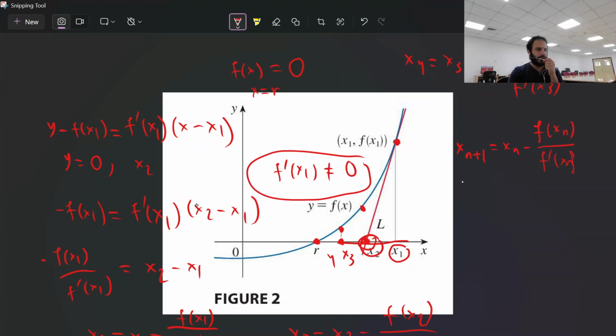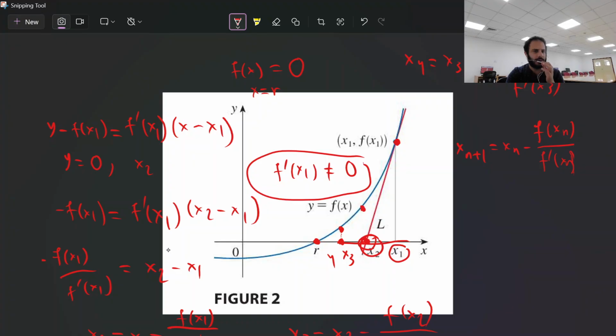Now I want to divide. But to divide, I need to know that the derivative is not 0. So assume it's not 0, okay? Then you divide. You get minus f(x1) over f prime of x1 equals x2 minus x1. Then add x1 to both sides, and you get the formula for x2.